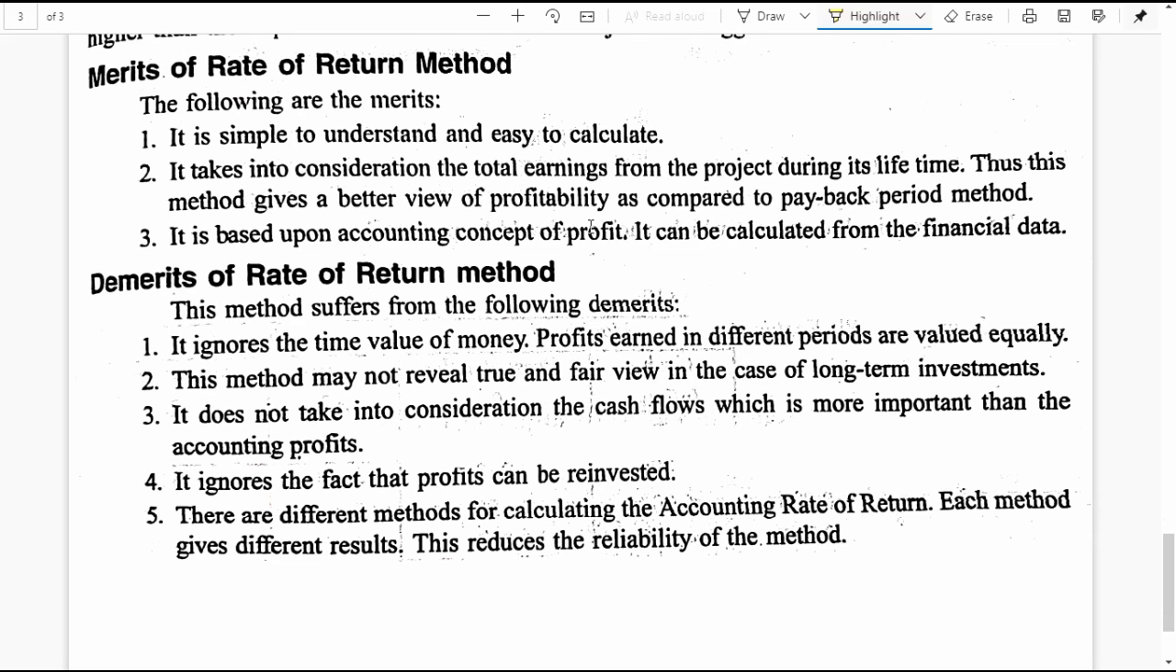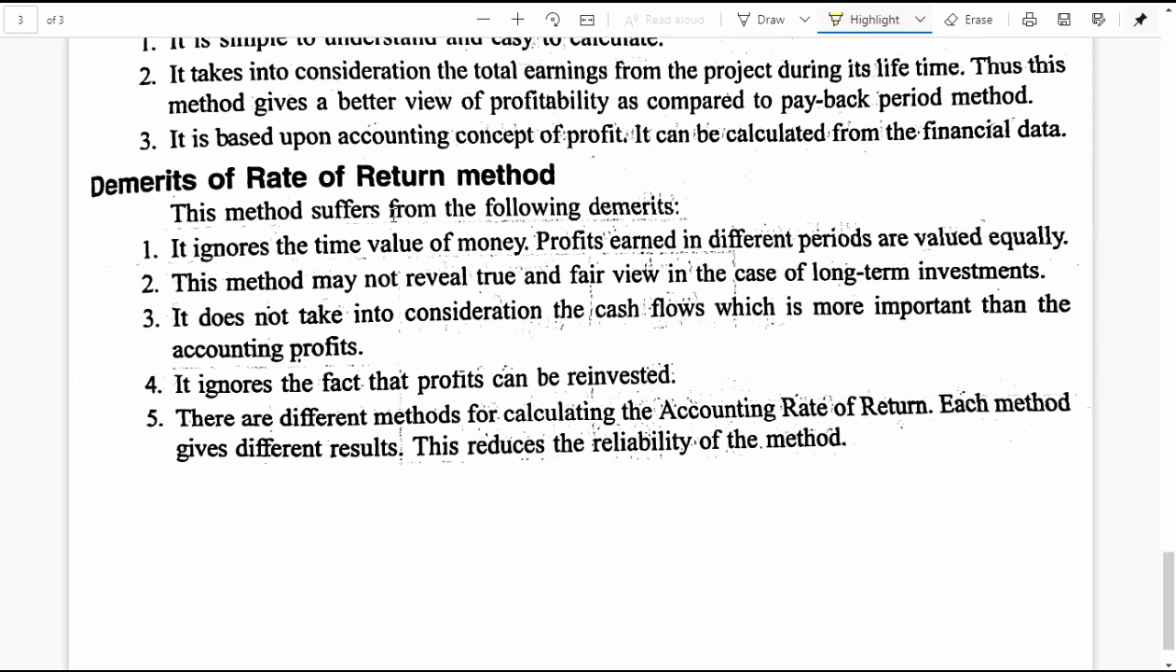Then the third one is that it is based upon the accounting concept of profit. It can be calculated from the financial data, and that's what I said. The input for calculating ARR can be derived easily from the financial records of a business, and that's a great advantage this method enjoys. Regarding the demerits of the rate of return method, it ignores the time value of money.